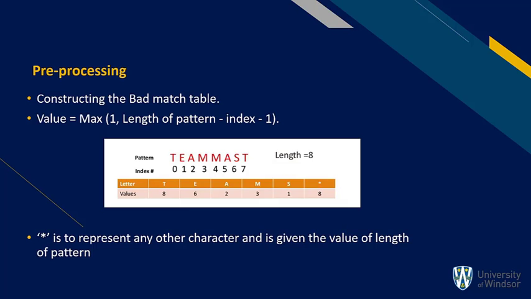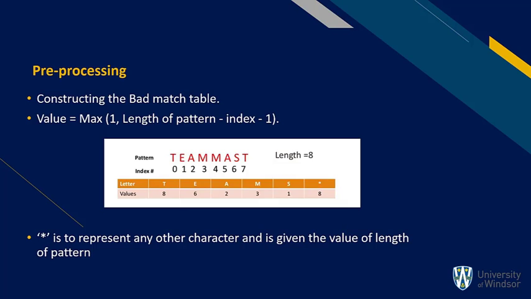So let us take an example. Team mast is a pattern that we need to search for, and it has a string length of 8. So at T, if you want to have a bad match table, the value is going to be the length of the pattern minus the index. So that is 8 minus 0, 8.